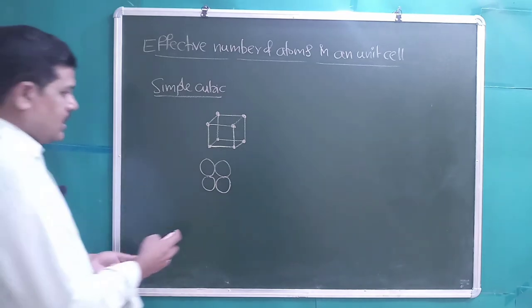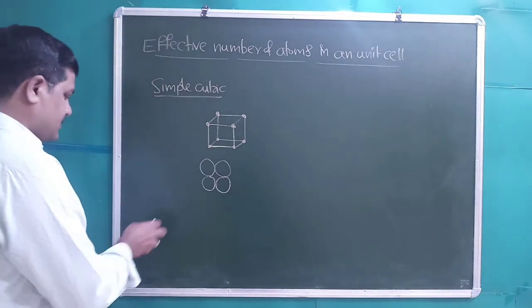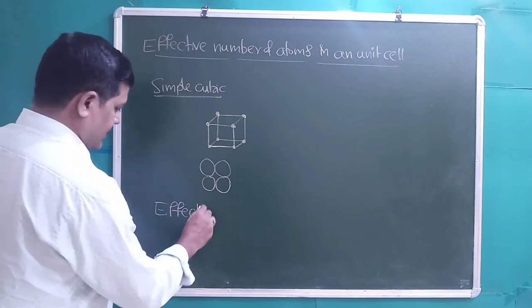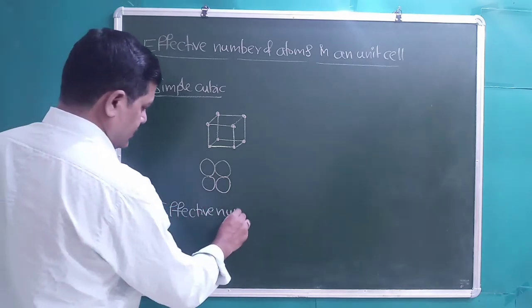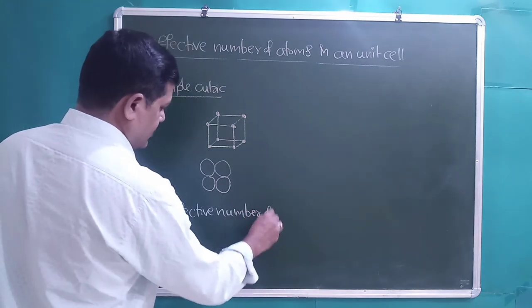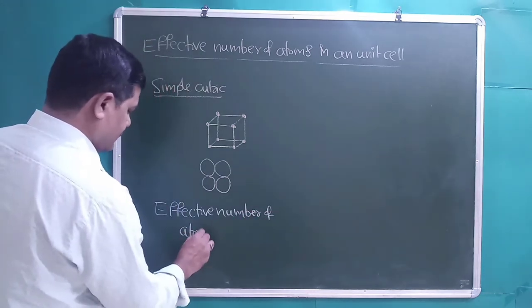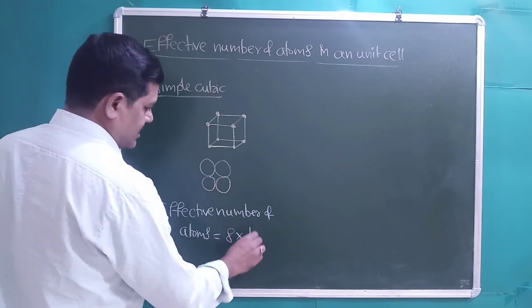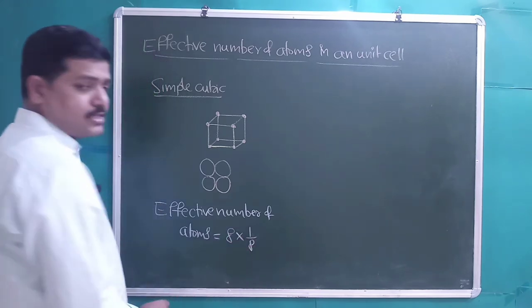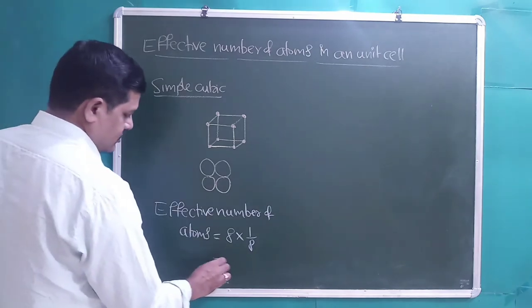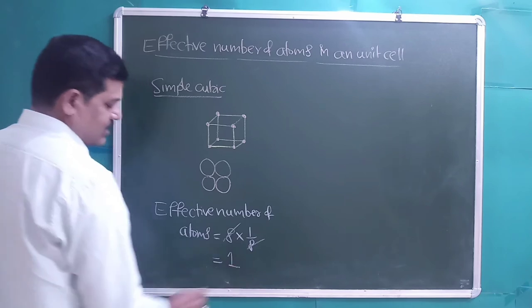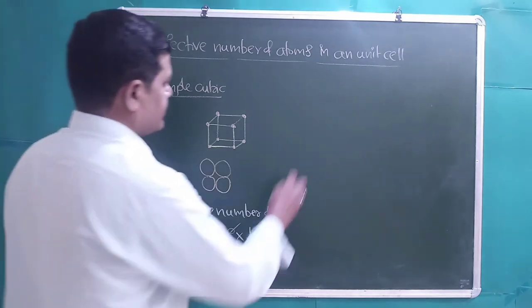Here the effective number of atoms is equal to: total 8 atoms are present at 8 corners, but corner atom contribution is 1 by 8. So the 8 will get cancelled. Effective number of atoms, we get only 1 atom.